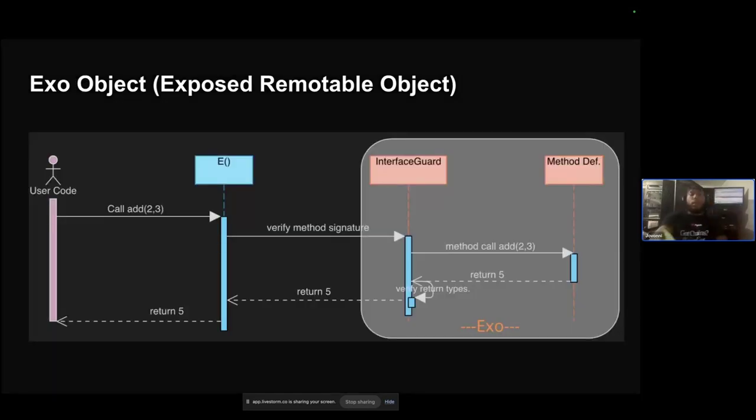But just a high level flow really quick. Here, let's say a user wants to asynchronously invoke this add method using E. What the interface guard is going to do is verify the method signature on the inputs. And then if that is happy, it's going to actually invoke the method. Then on the information path back, the interface guard is also going to verify the return types, et cetera, depending on how you define it to be. So if the interface guard is happy with how it's being called and how the data is being returned, then the result comes back to E, therefore back to the user.